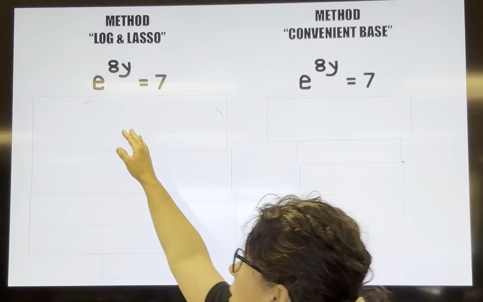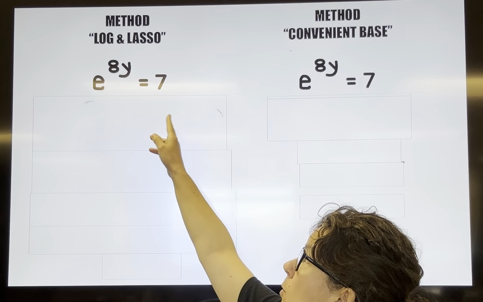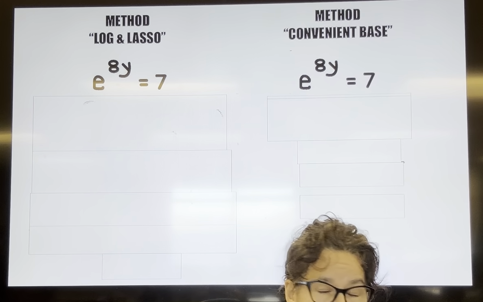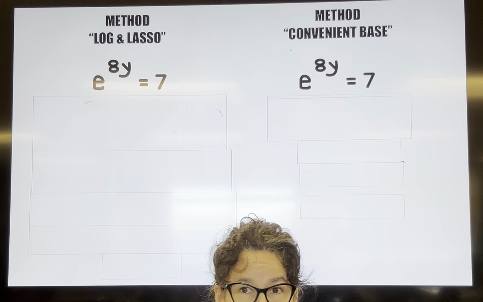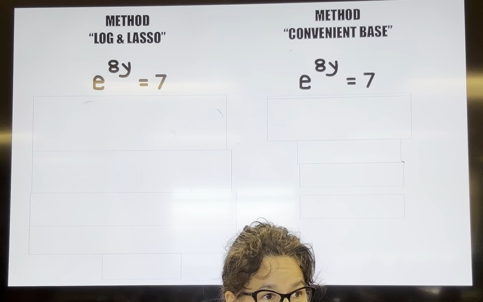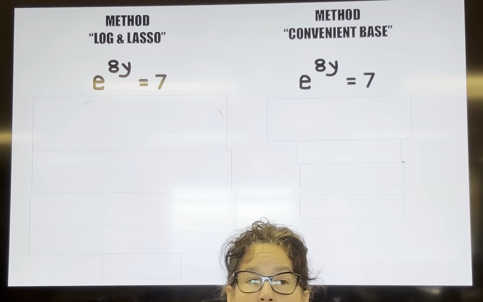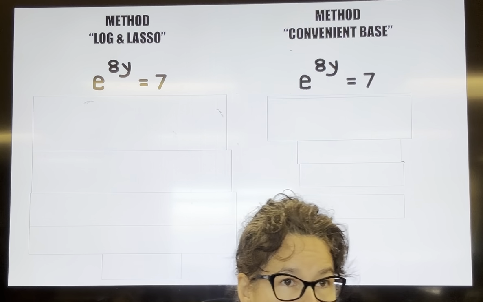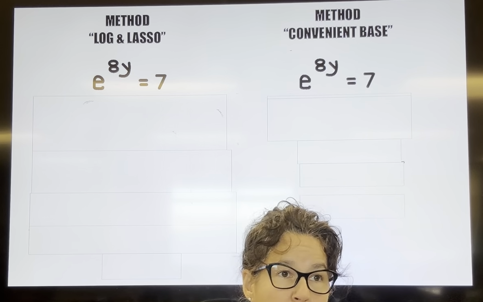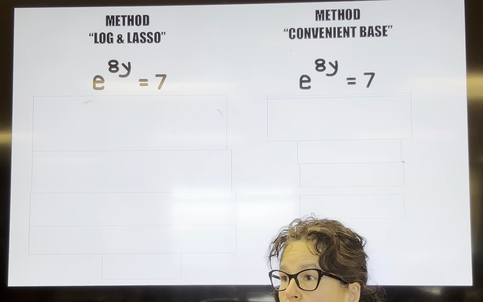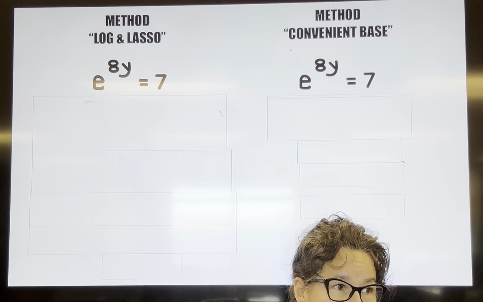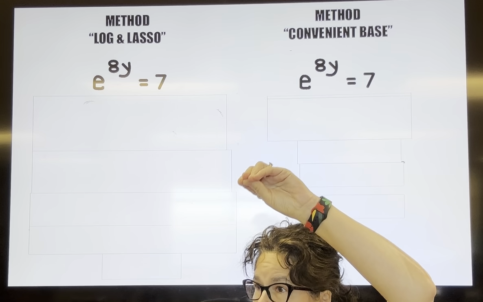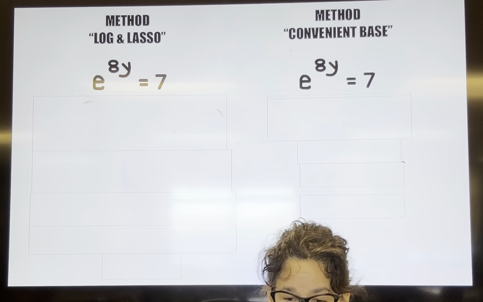We're going to solve the equation e to the power of 8y equals 7, but we want to compare two different methods. First off, remember, if you see a variable in the exponent, your first thought should be logarithms. When I have the power by itself, a really great go-to method is to do what I call log and lasso, because it moves the variable from the exponent spot to the front.